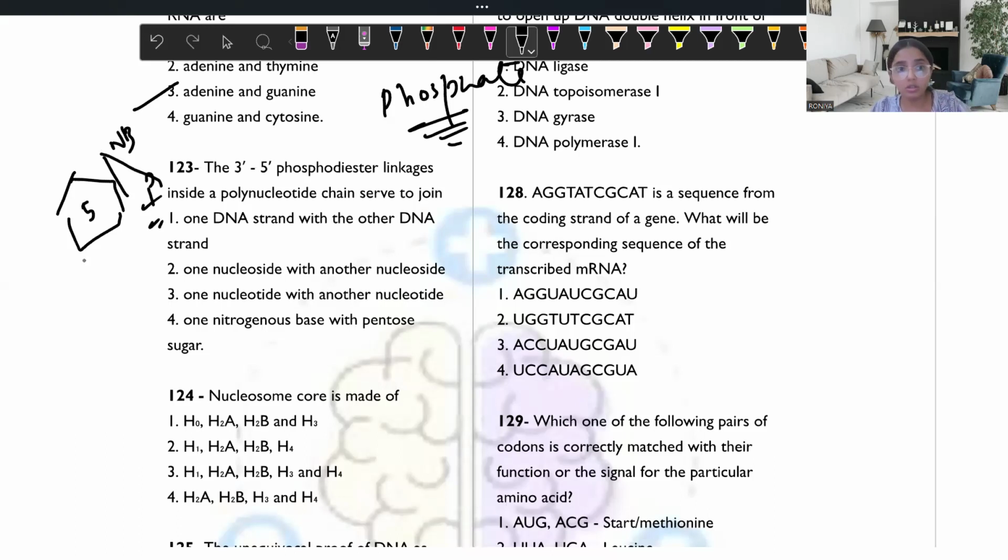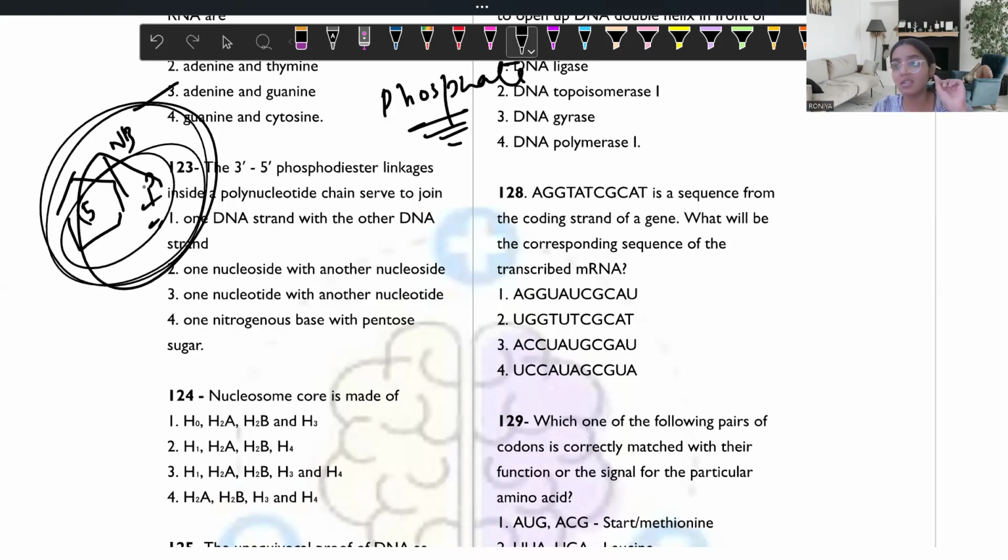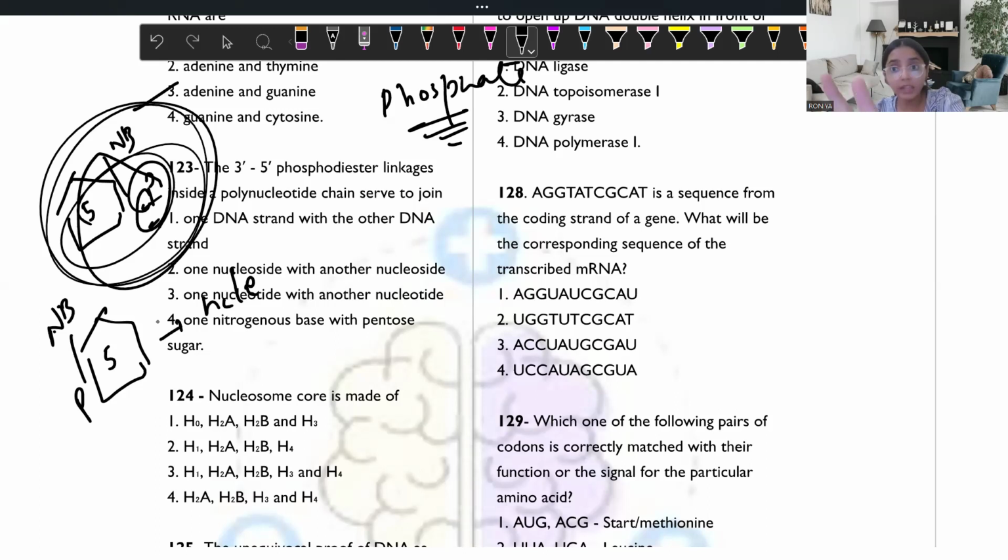If this particular structure is present, it means it's a nucleotide. And what is the identification feature of a nucleotide? Phosphate. Why? Because if this 5-carbon sugar with nitrogen base is present, then it will be a nucleoside. So you are adding a phosphate to a nucleoside to form a nucleotide. Understood? So phosphodiester bonds are formed between phosphates. And if phosphate is present, it means that it is a nucleotide.